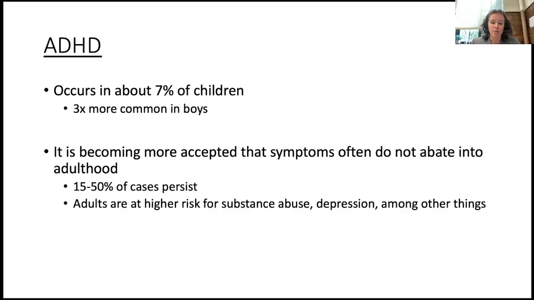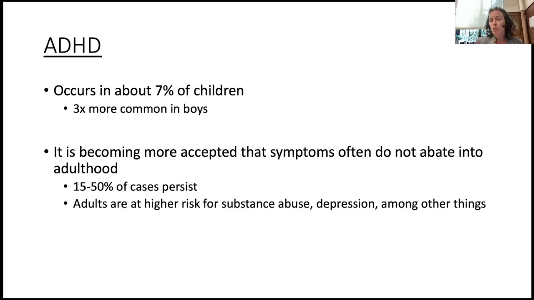Girls might be taught some social skills that allow us to glide past with ADHD without it necessarily being seen or diagnosed in ways that it might be in boys, just simply due to the way we're socialized and raised.